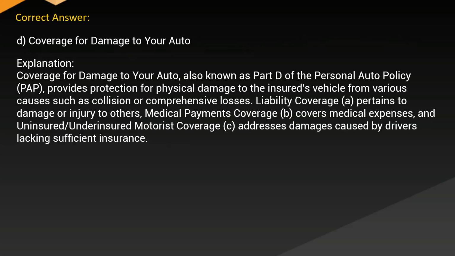Correct answer: D. Coverage for damage to your auto. Explanation: coverage for damage to your auto, also known as Part D of the Personal Auto Policy (PAP), provides protection for physical damage to the insured's vehicle from various causes such as collision or comprehensive losses. Liability coverage, A, pertains to damage or injury to others. Medical payments coverage, B, covers medical expenses, and uninsured underinsured motorist coverage, C, addresses damages caused by drivers lacking sufficient insurance.